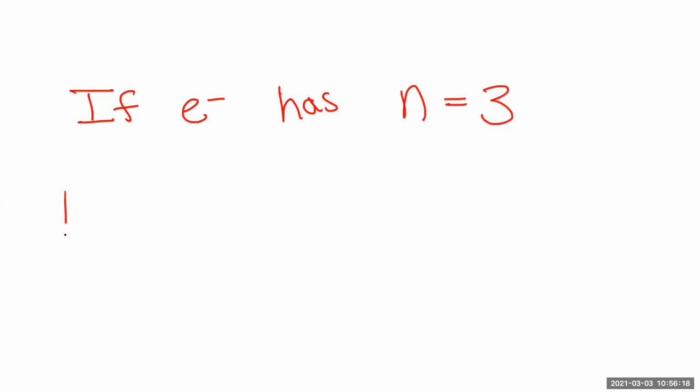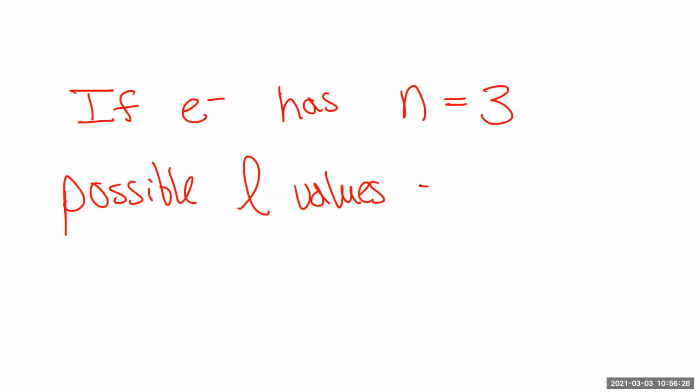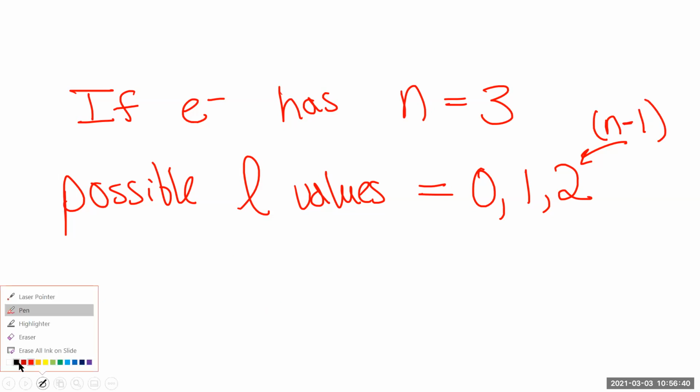Okay, so I want to just mention this briefly. If the electron we're talking about has N equal to 3, then the possible L values for this electron would be 0, 1, and 2, because that 2 is the N minus 1 value. Okay, cool. Now, let's keep talking about L for a second longer.